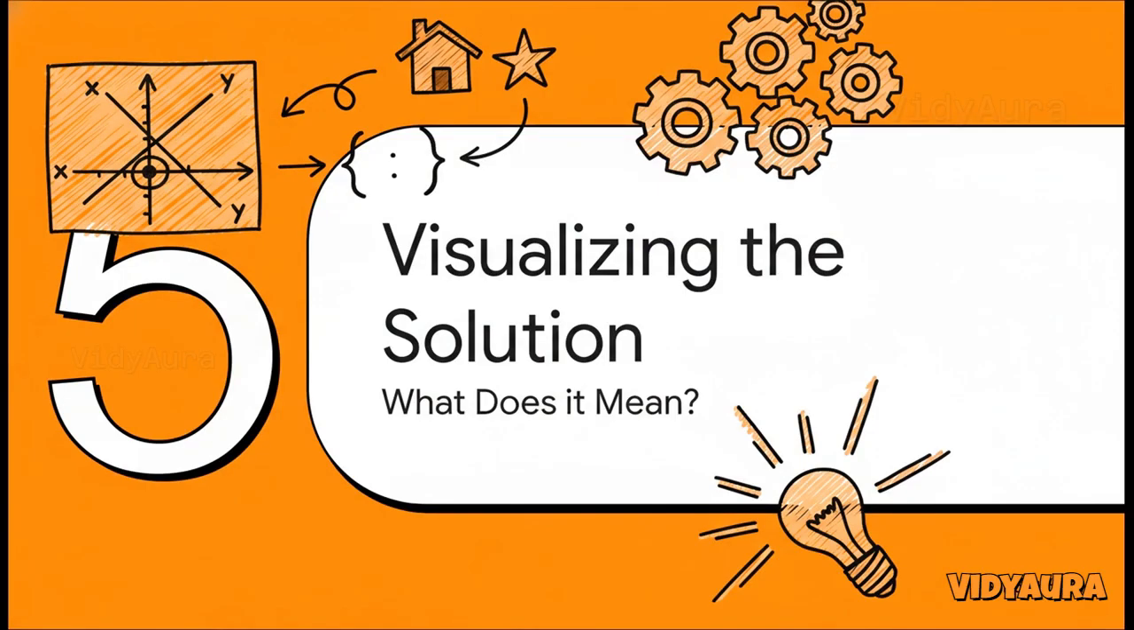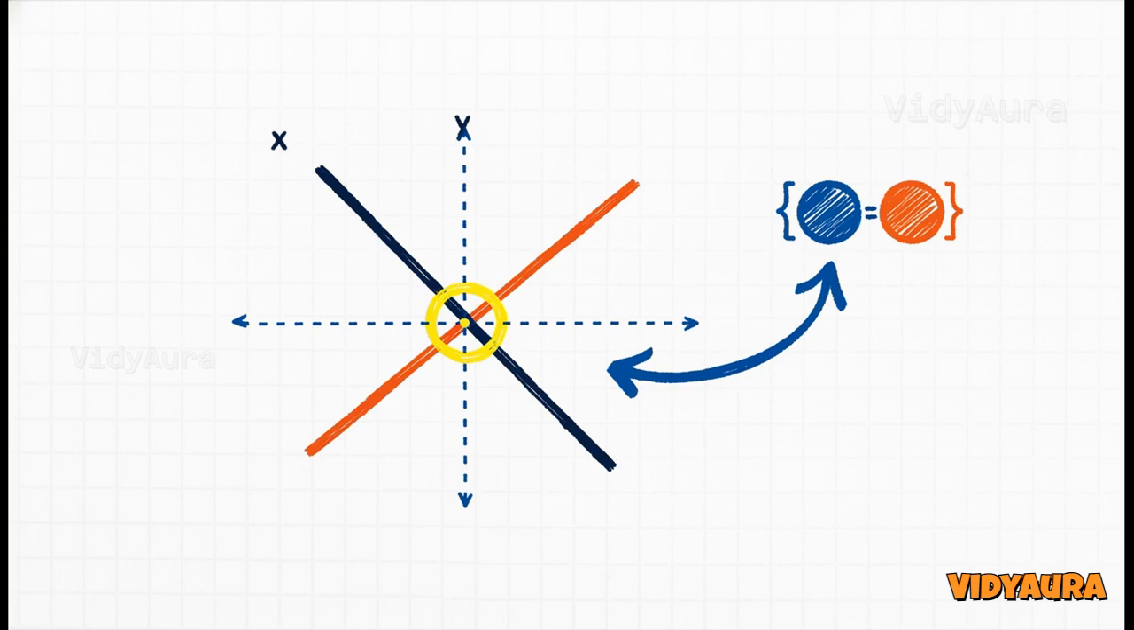So we've been deep in the weeds of algebra, right? We've been crunching numbers and finding these solutions. But what does an answer like 2, 1 actually mean? In section 5, we're going to connect these abstract numbers to a picture, and I promise it's all going to click. That solution we found, it's not just a random pair of numbers. It's a location. It's a specific address on a map, a coordinate plane.